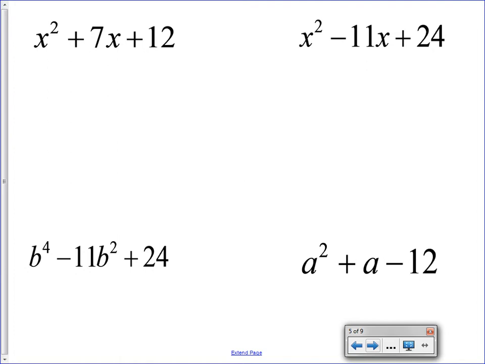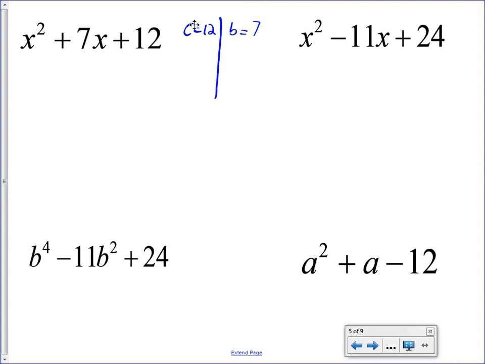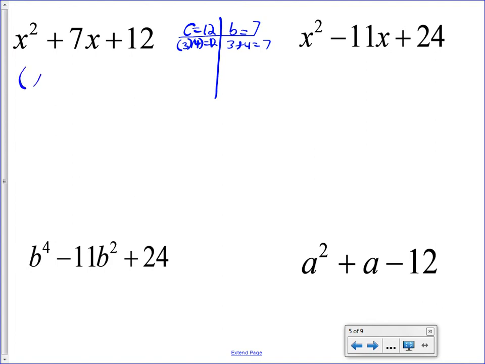Let's do the next one. I have to find two numbers that multiply to 12 and add to 7. What two numbers multiply to 12 and add to 7? Nick? Good. 4 and 3. So C is equal to 12. B is equal to 7. So 3 times 4 does give me 12. And then if I do 3 plus 4, that gives me 7. So what's my answer going to be, Nick? Very good.